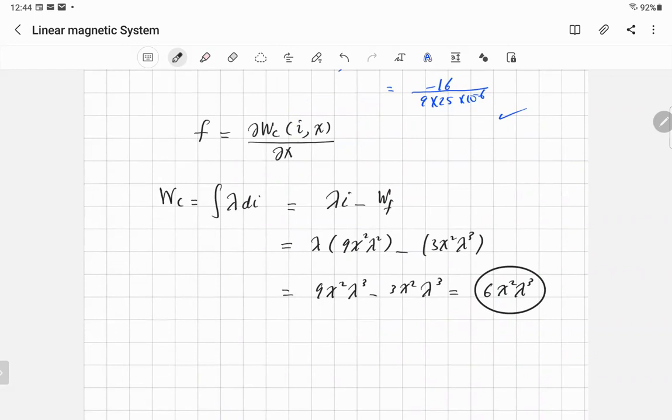And then here we have the formula. You differentiate that with respect to delta x, and then substitute the value of I or lambda, whatever corresponds with the x, the same procedure. So I'll leave that to you. It's just the same thing. Differentiation is easy, not complicated. So that's how you find the force using WF, the stored energy, and the co-energy. Okay, any question on that? Yes.